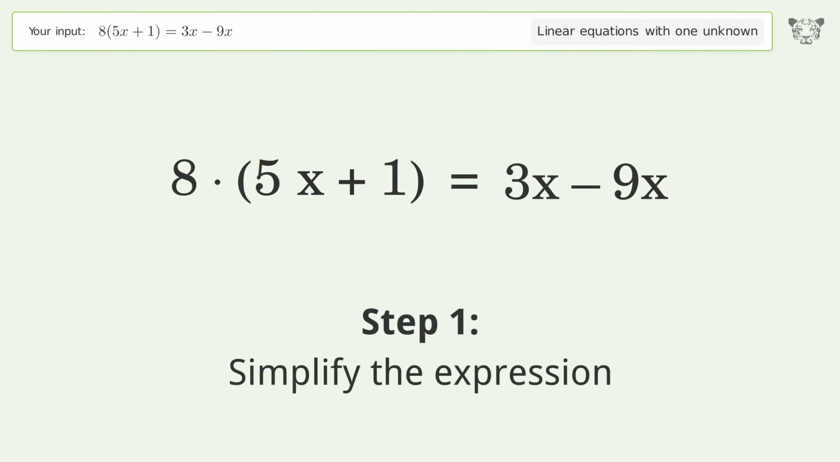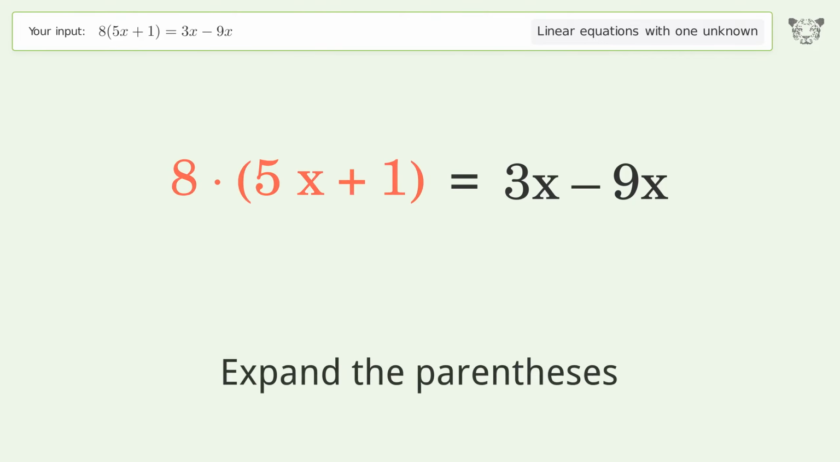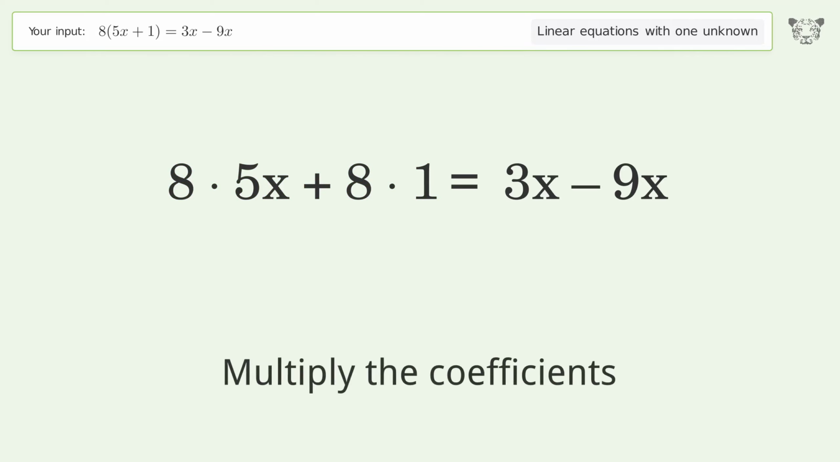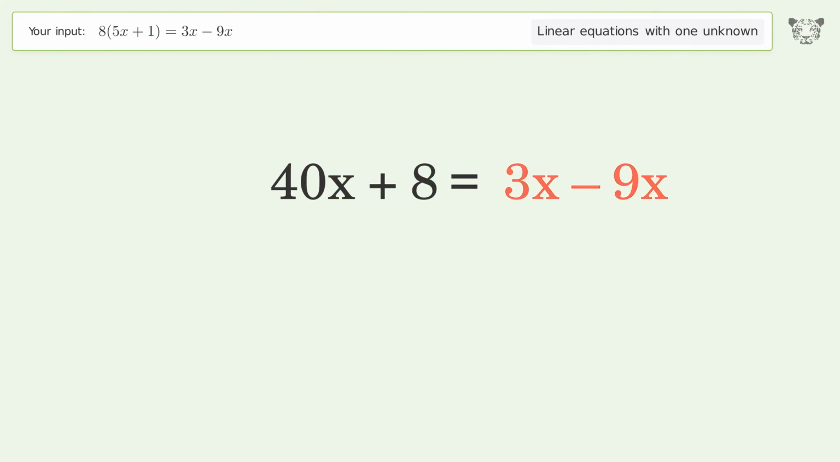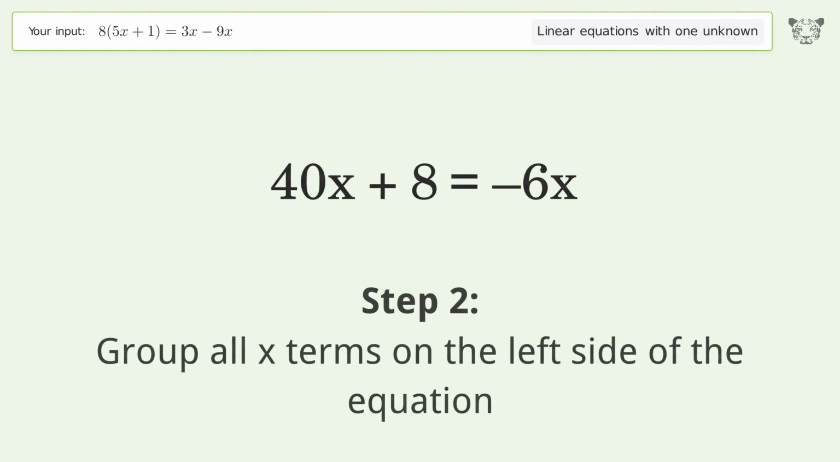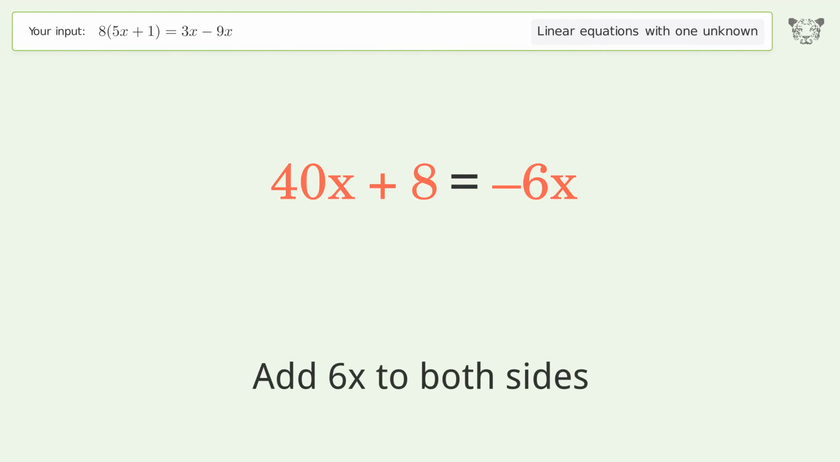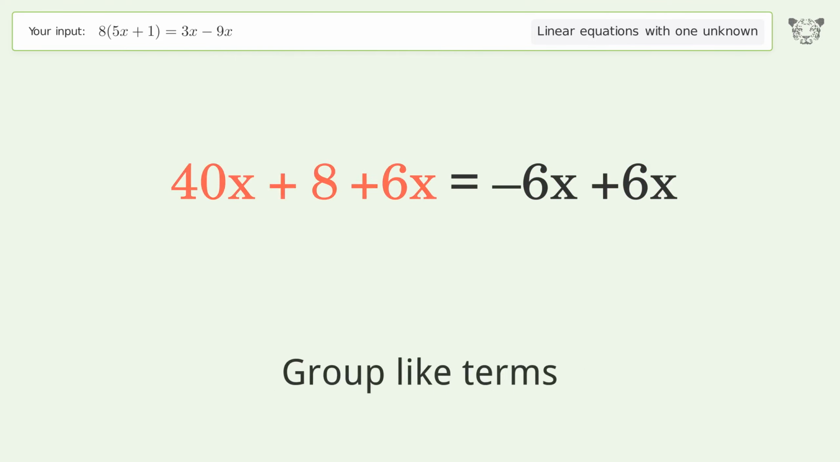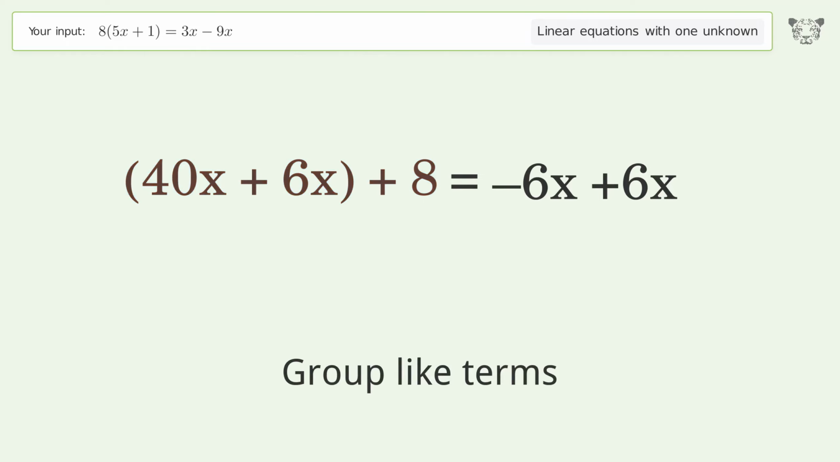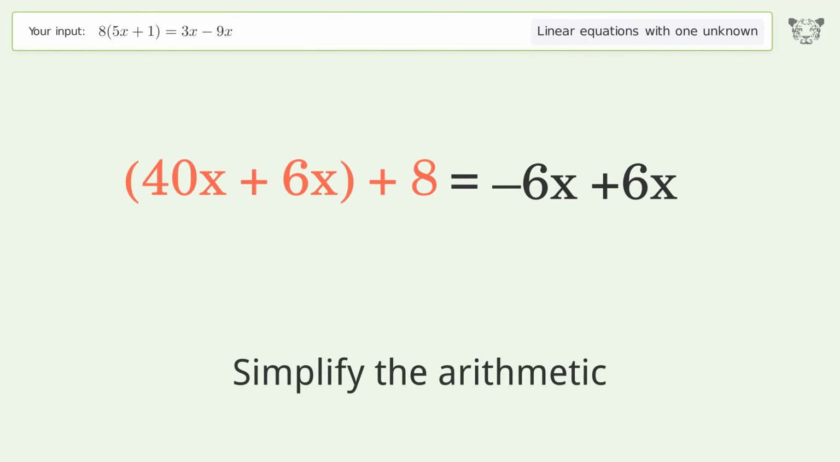Simplify the expression. Expand the parentheses. Multiply the coefficients. Simplify the arithmetic. Group all x terms on the left side of the equation. Add 6x to both sides. Group like terms. Simplify the arithmetic.